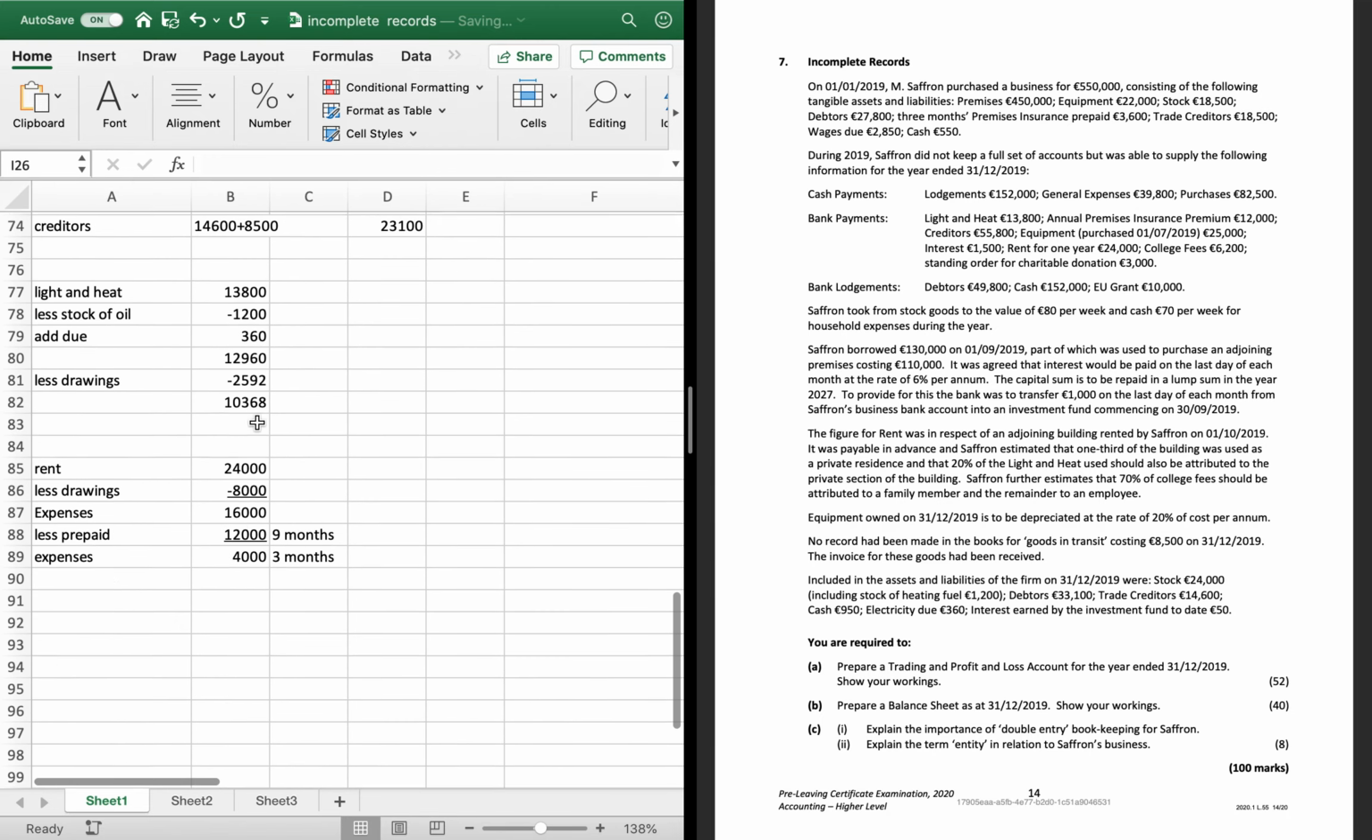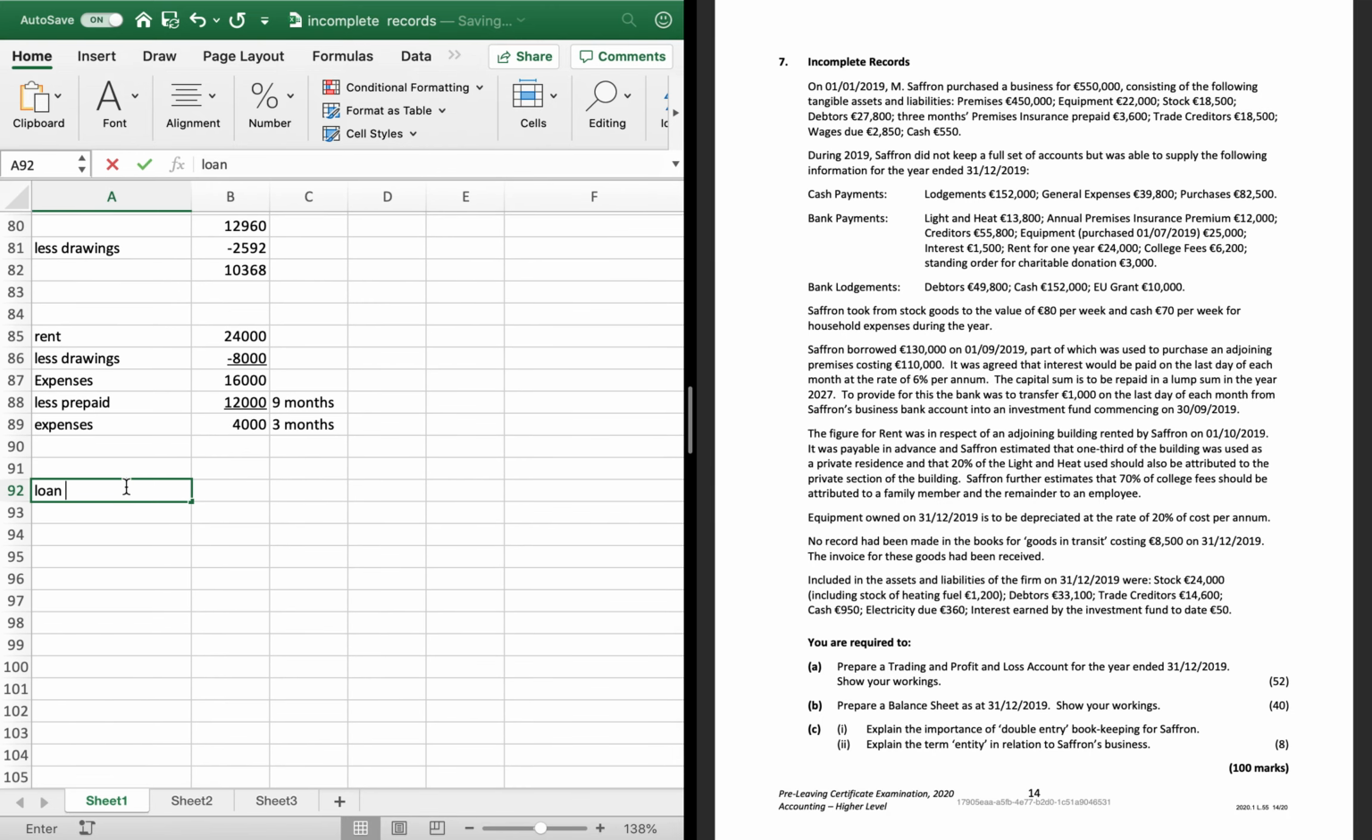Now the loan interest then. He's borrowing it at the rate of 6% per annum. So he's paying 6% of 130,000, and he got the loan on the 1st of the 9th, so 9, 10, 11, 12, so 4 months. That is 2,600. So that's the amount of the expense.